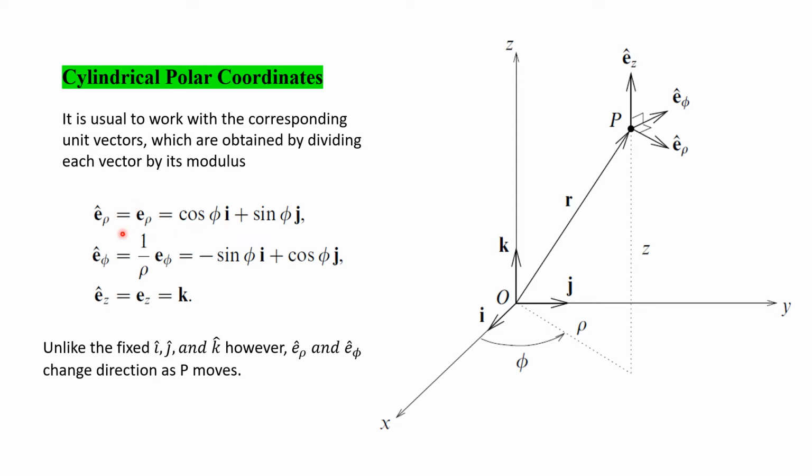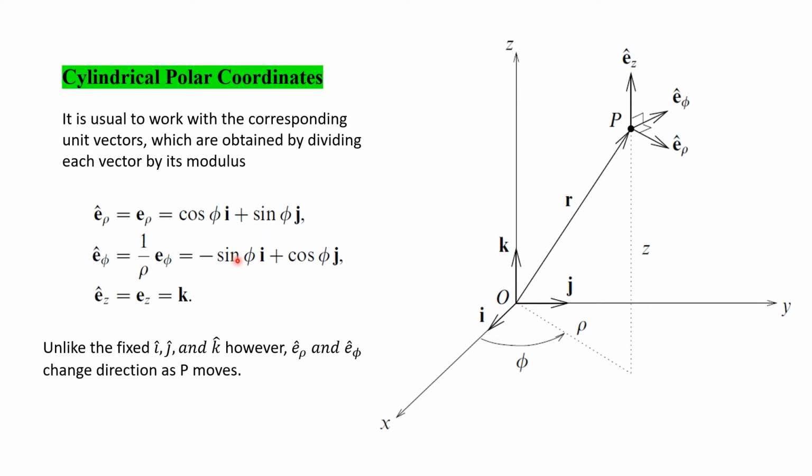Your e rho hat is equal to cosine phi i plus sine phi j, your e phi hat is equal to negative sine phi i plus cosine phi j, and your ez hat is equal to your k. And these three unit vectors, like the Cartesian unit vectors i hat, j hat, and k hat, form an orthonormal triad at each point in space. That is, the basis vectors are mutually orthogonal and of unit length.